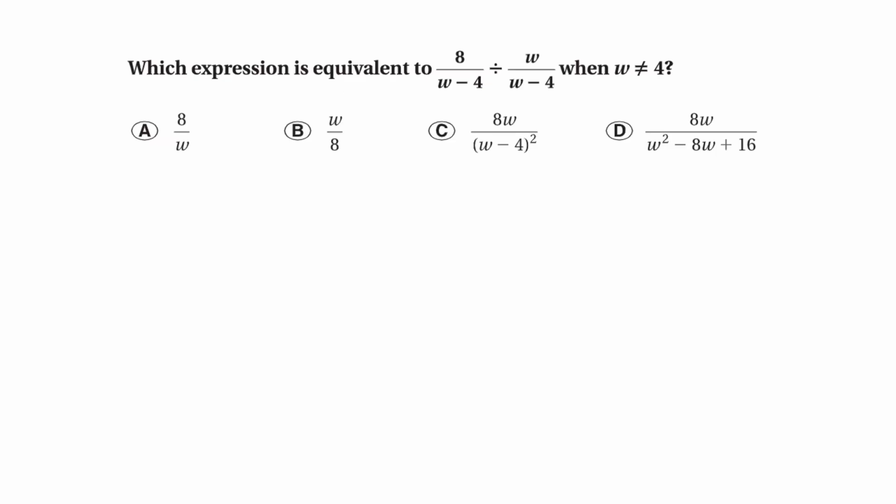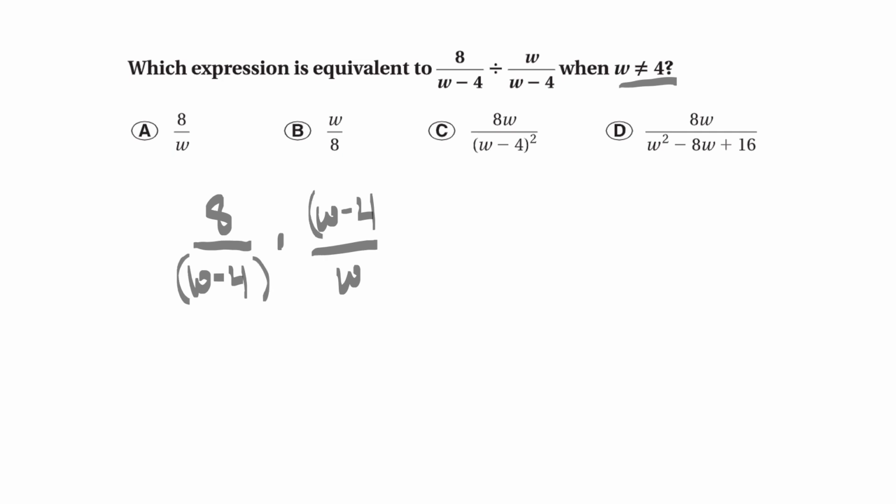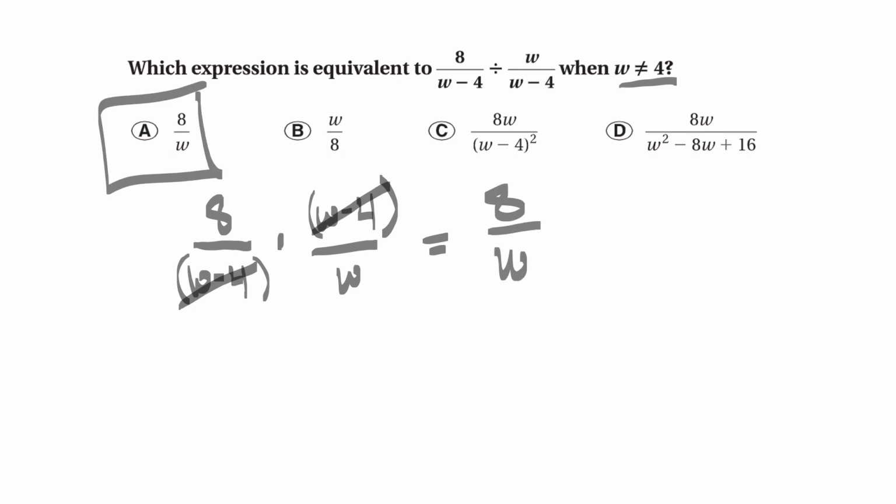Okay, we're going to look at one more division problem. So I'm going to go through those same steps, and notice they've pointed out our excluded value. W can't be 4 because that would make our denominator 0, which we cannot have. So we're going to go ahead and first change this to multiplication. So 8 over W minus 4 times W minus 4 over W. And notice that diagonally we have this common factor of W minus 4. So we can cancel out that factor, and we end up with 8 over W. So that would be A.